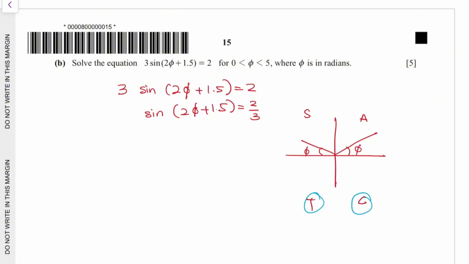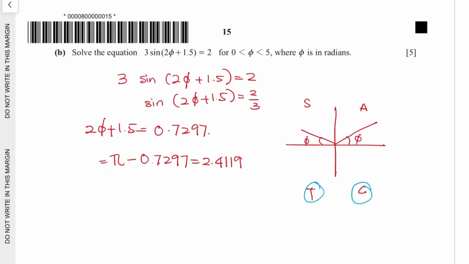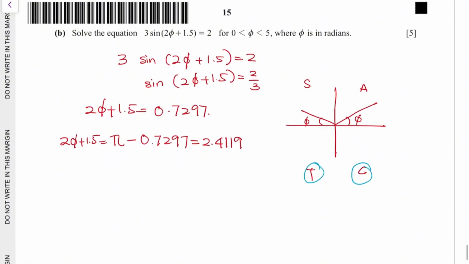Solving this, sine of that angle is equal to 2/3, means that the angle, which is 2 phi plus 1.5, is equal to, in radians, 0.7297 if it is located in the first quadrant. If it is located in the second quadrant, it is basically just pi minus 0.7297, which is 2.4119. Okay, but remember, this is not yet the phi. This is still 2 phi plus 1.5. Okay, the reading from the sine.